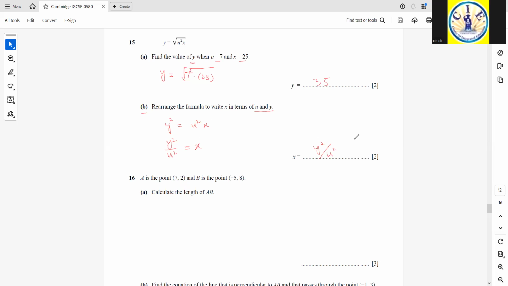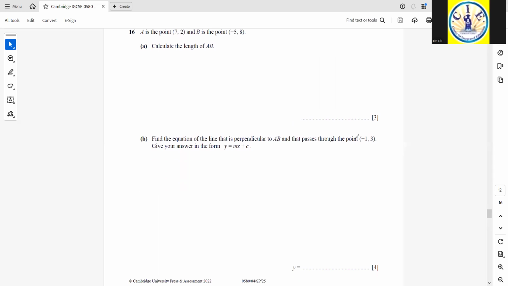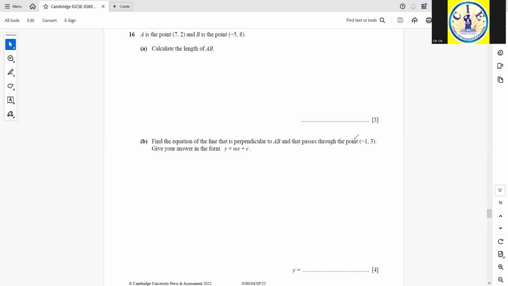Okay, now this is question number 16. A is the point 7, 2 and B is the point negative 5, 8. Calculate the length AB. We are going to use the formula for the distance, that is the square root of x2 minus x1 whole squared plus y2 minus y1 whole squared. So let's substitute the values.